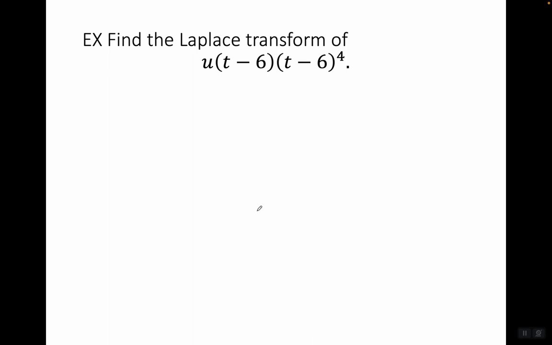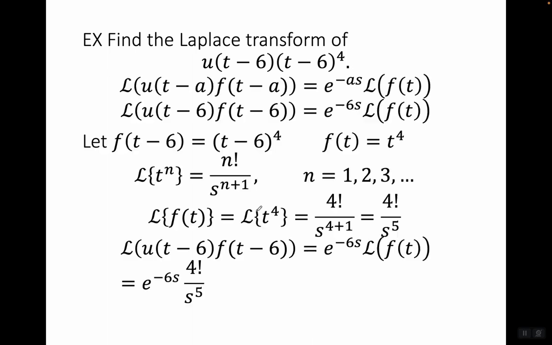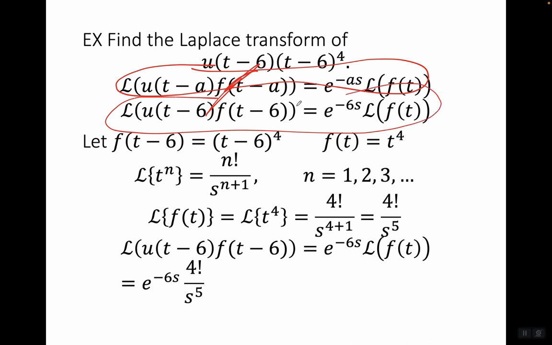Find the Laplace transform of u of t minus 6 times t minus 6 to the 4th. Okay, here's the definition of the Laplace transform. Here's the formula we saw for the Laplace transform of u of t minus a times f of t minus a in general. In this case, we can see that a equals 6. So we'll plug in a equals 6, and we end up with this formula. When we compare these formulas, we can see that f of t minus 6 is t minus 6 to the 4th. So that means f of t is just t to the 4th.